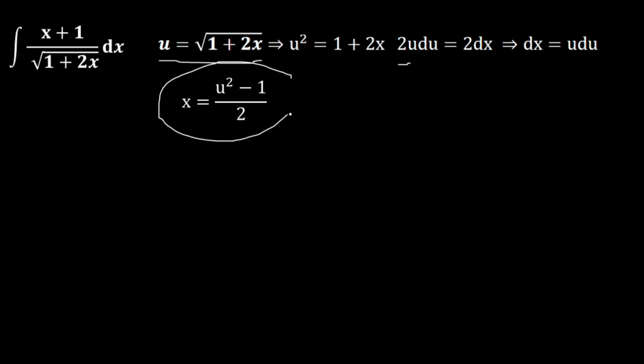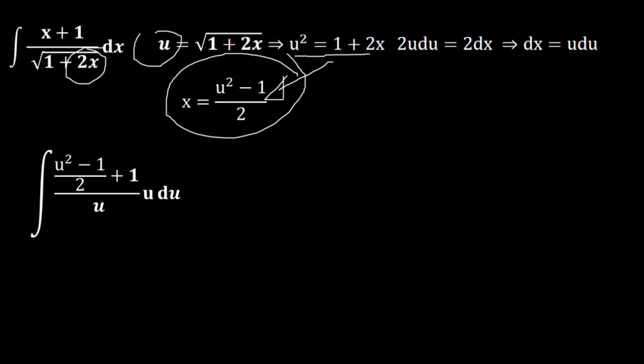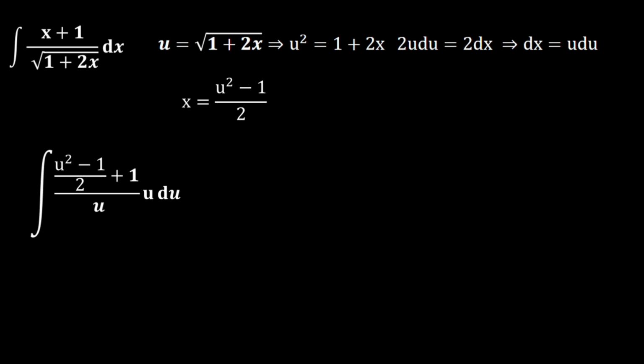Proceeding, we know that x is equal to what? u squared minus 1, all over 2, from here. You can derive x equals (u squared minus 1) over 2 because at this point we're going to substitute it here. Substituting back everything, we're going to be having what? Substitute: you're going to have (u squared minus 1) all over 2, plus 1. We know that the square root of this is equal to u. That is why we substitute.